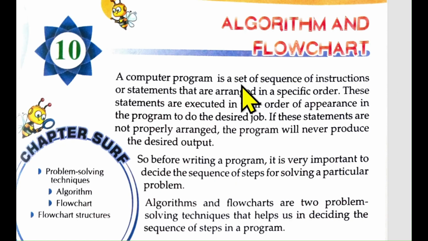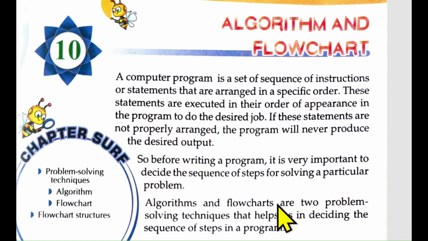A computer program is a sequence of instructions, you know it very well, or statements that are arranged in a specific order. These statements are executed in their order of appearance in the program to do the desired job. Suppose we have practiced basic programming, so we write the program in proper sequence, in proper steps. So these steps are known as algorithm, a stepwise solution of any problem.